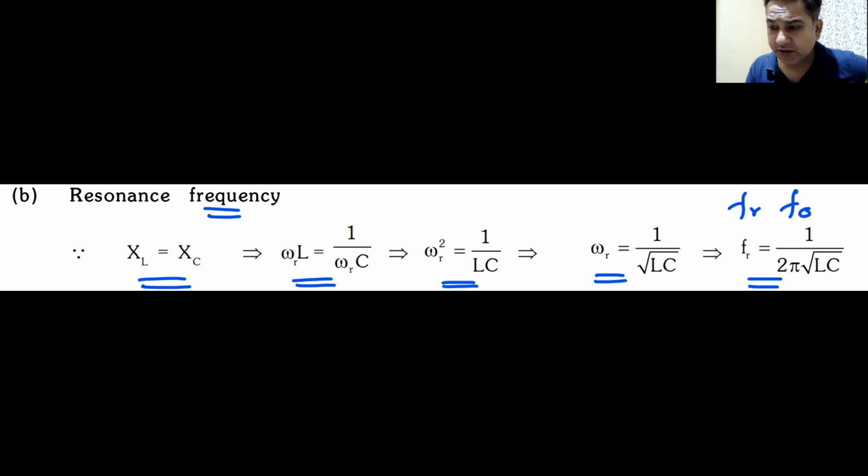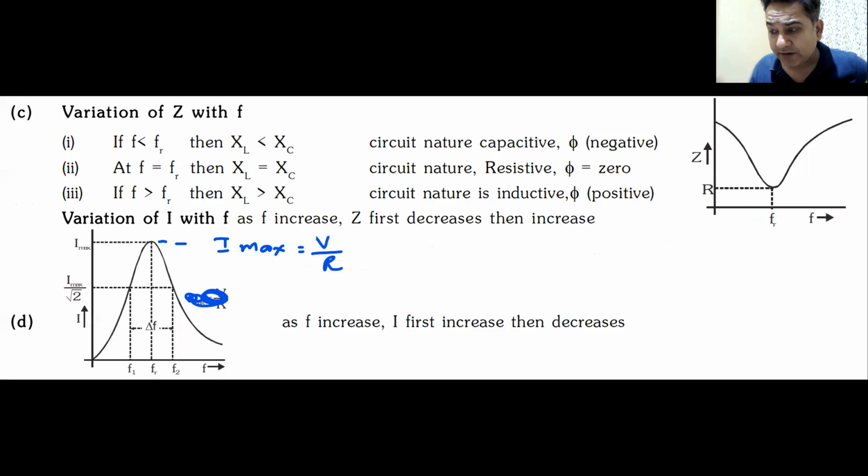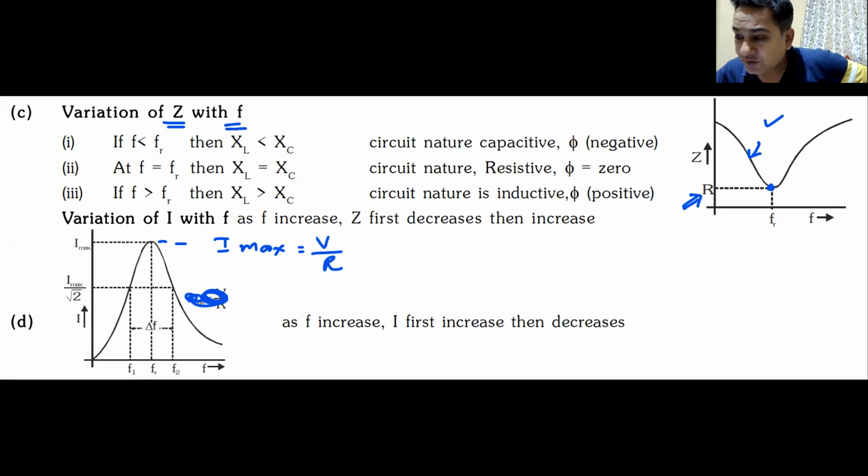I hope you have noted down resonance frequency. Don't forget this. Then I come to the graph that I already showed you, the graph of Z versus F, impedance versus F. Z first decreases, becomes minimum, value is R. This is the value at resonance frequency. Then it increases.